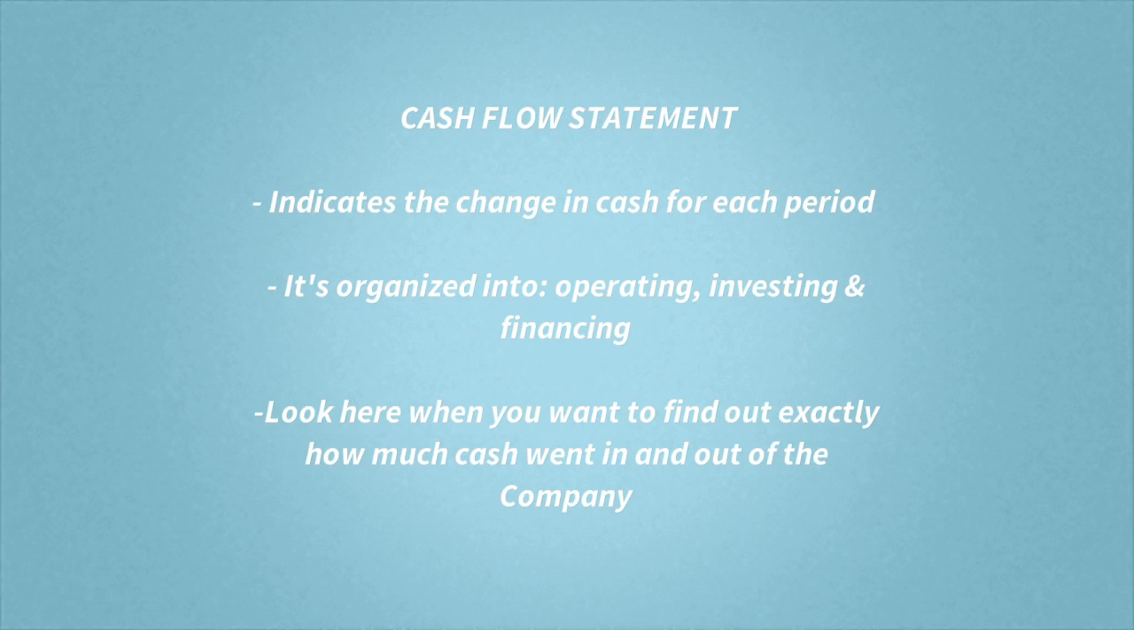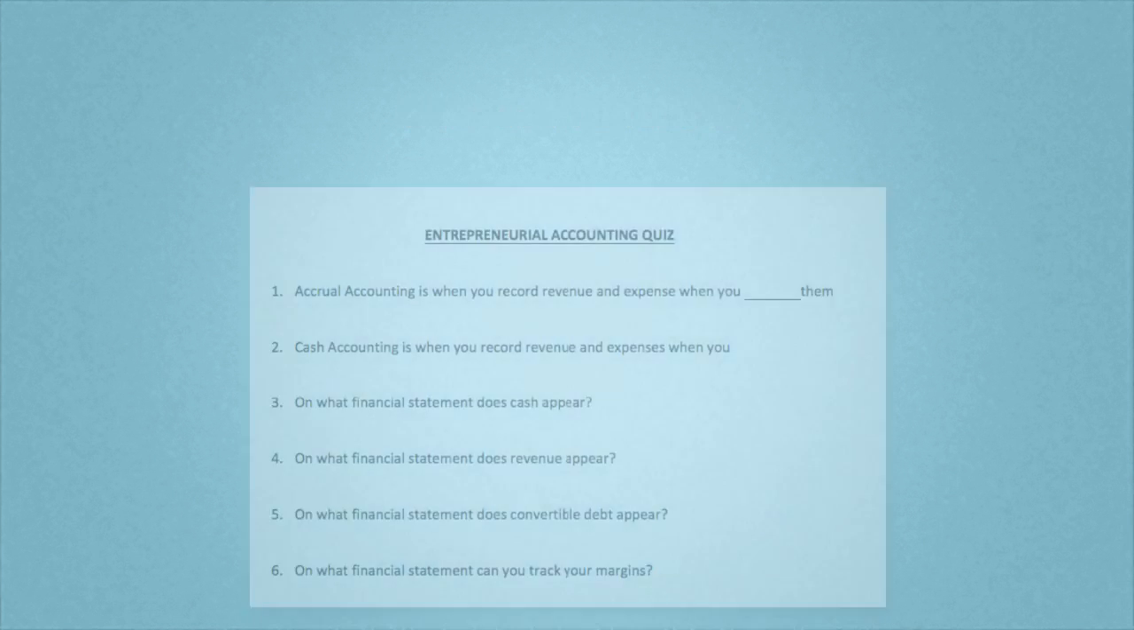The cash flow statement indicates the change in cash for each period. It's organized into 3 sections: operating, investing, and financing. You want to look here when you want to find out exactly how much cash went in and out of the company. This is particularly important when a company is using the accrual method of accounting.